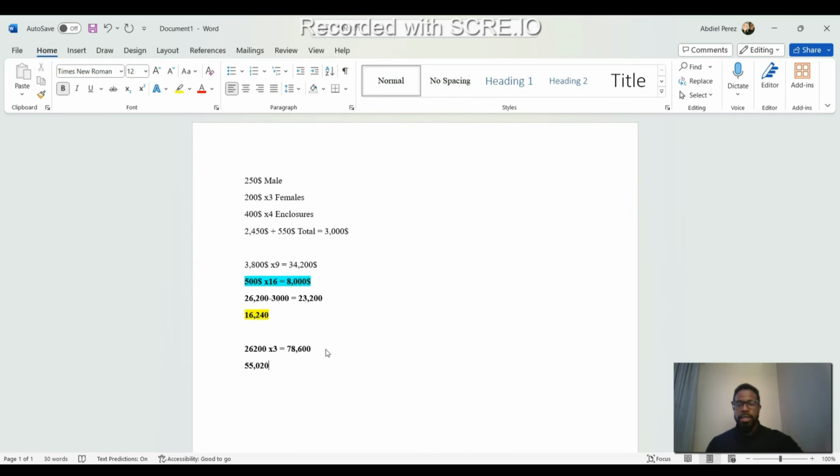55,020. And that is after taxes for the 3rd, 4th, and 5th year. So now we're going to add those two together. The 2 yellow highlighted ones are going to be added together. And it's going to be 71,260. This is the final number. This is what you have made after 5 years since the time you bought these animals to the time you retire them.